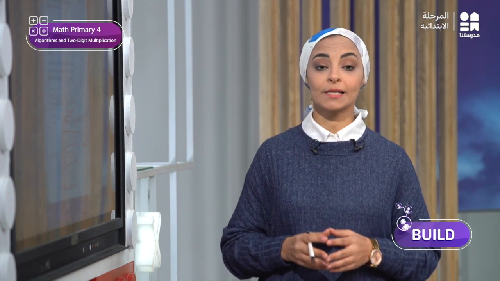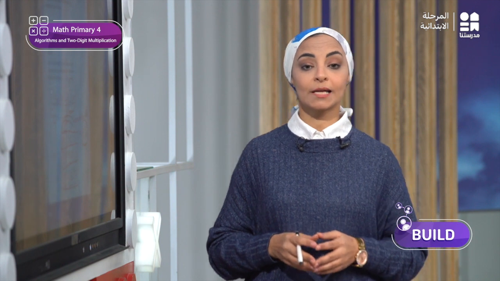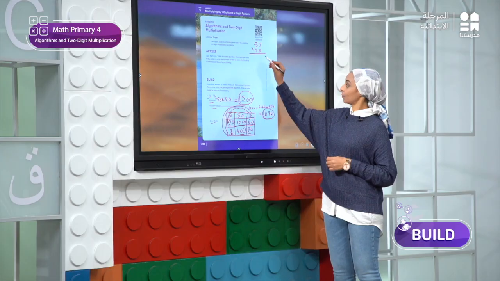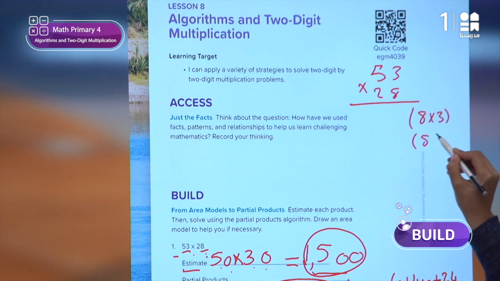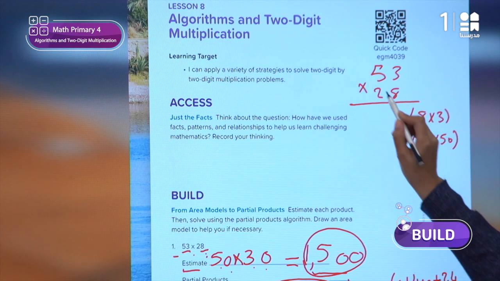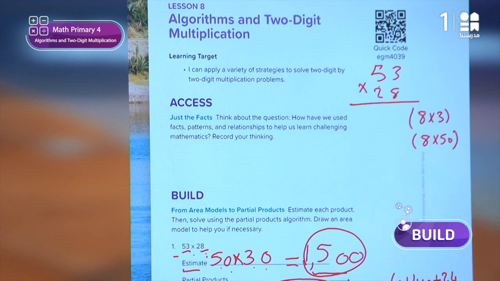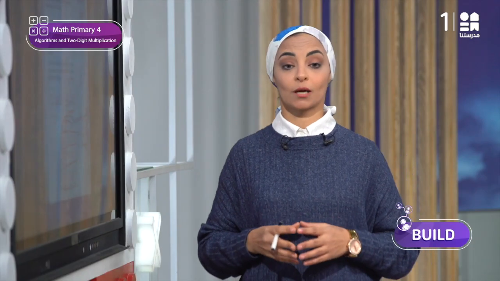So we'll multiply 8 by 3 and 8 by 50. Let's write it like this. I'll write 8 times 3 and 8 times 50. Why 50? Because 5 is tenths. Then we multiply 20 by the whole number.